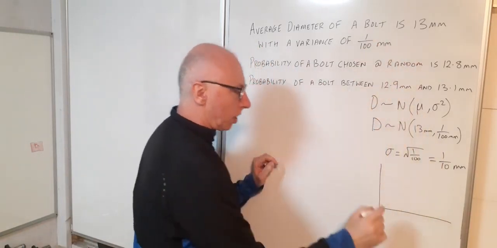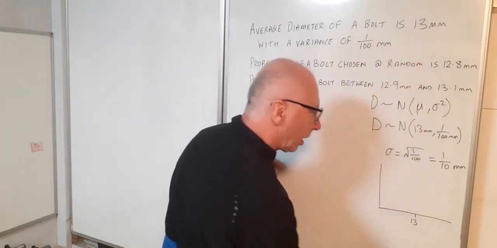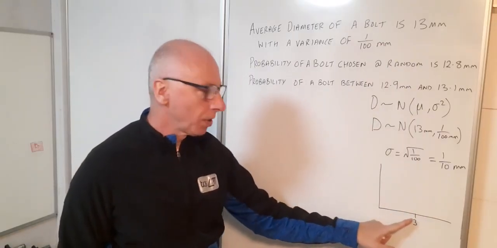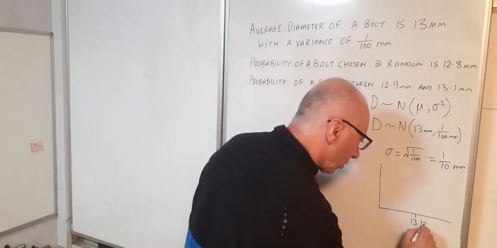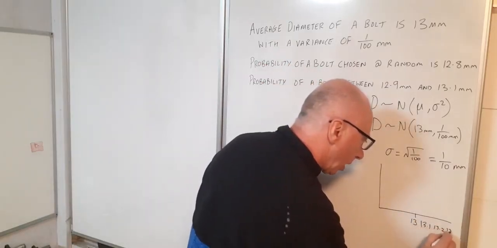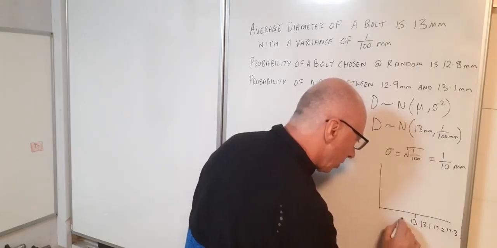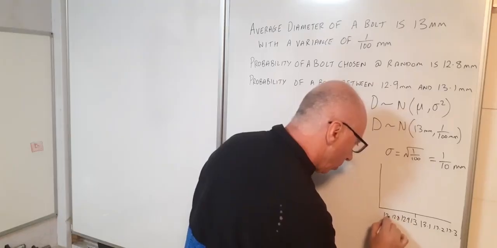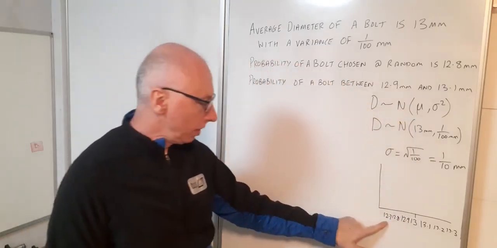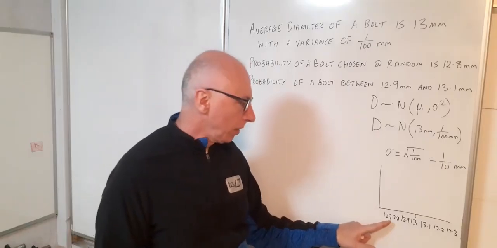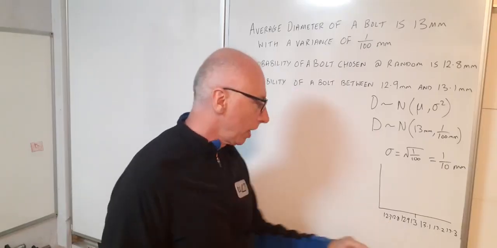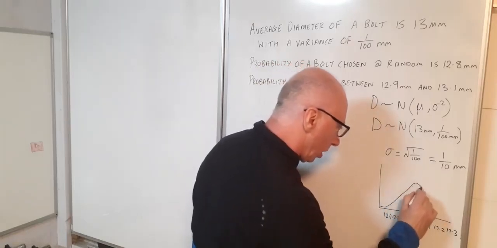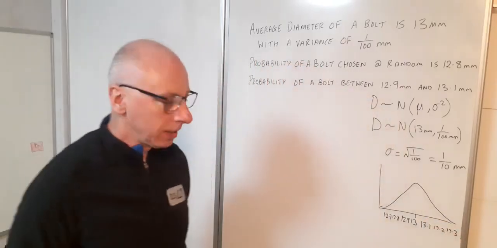So my mean is 13, so if I put that in the middle somewhere, and then I've got 1/10 of a millimeter with each standard deviation. So I'm going to draw up the three standard deviations across. So it's 13.1, 13.2 and 13.3, and then that's 12.9, 12.8 and 12.7. So this is three standard deviations less, this is three standard deviations higher. So with this being my mean, my sketch of my distribution will look something a little bit like that.